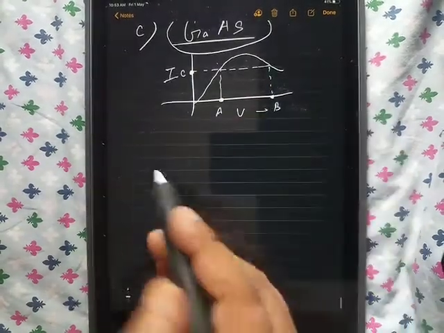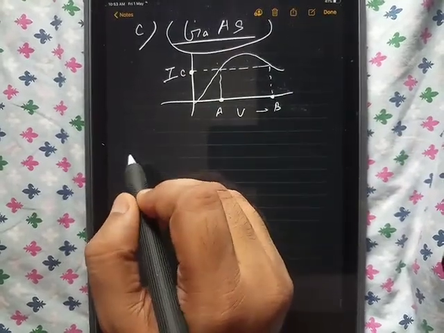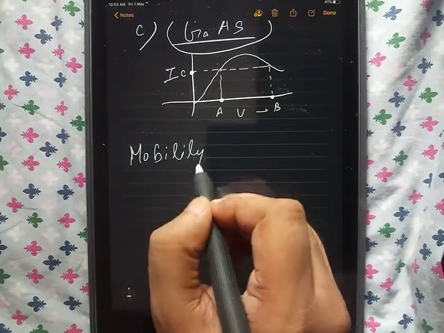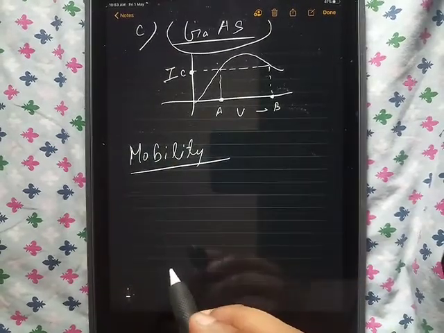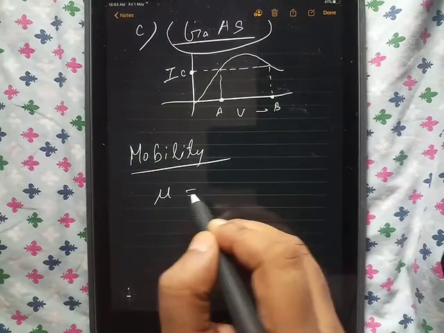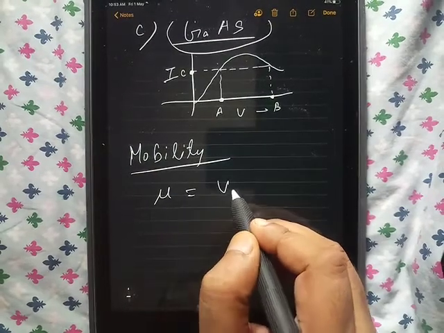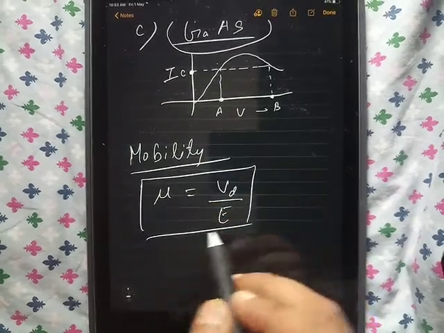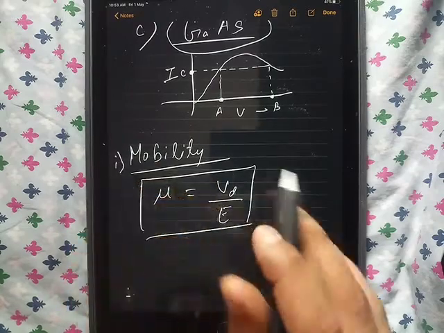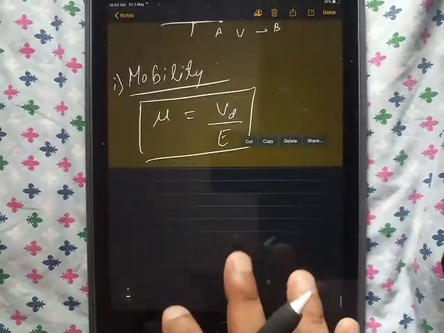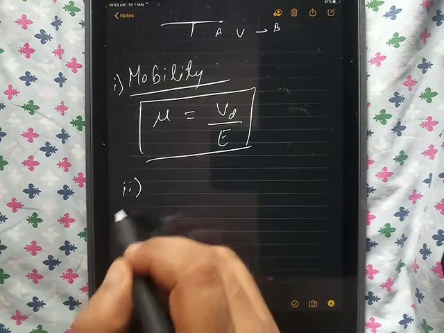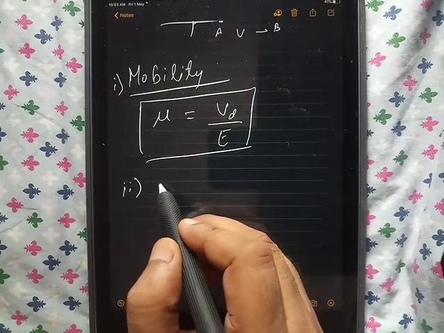Okay, there are some small but important terms. New topic is mobility. So what is mobility? Mobility is represented by mu, and it is defined as the drift velocity per unit electric field. These are some important small terms which we have to learn carefully. So this is mobility. Point number 2, we already know about conductance.